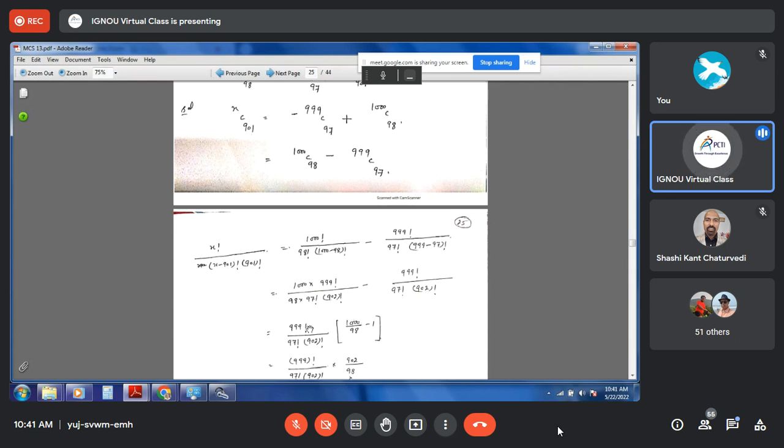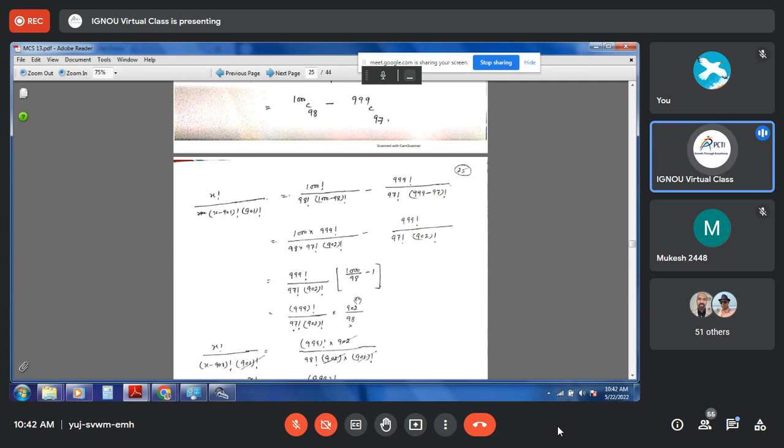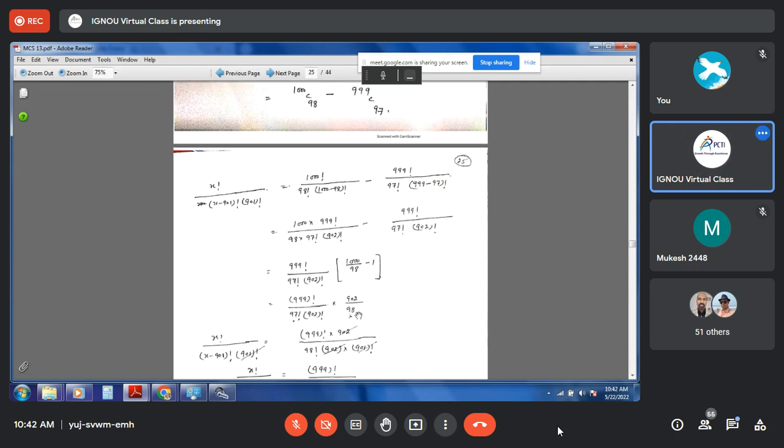You take the common 999 factorial divided by 97 factorial and 902 factorial common here. The remaining is 1000 divided by 98 and minus 1. All this factor is outside. Now calculate this one. You will get 902 divided by 98. Here it is a reverse process, like this. You send the 98 inside the 97 factorial. It will become 98 factorial.